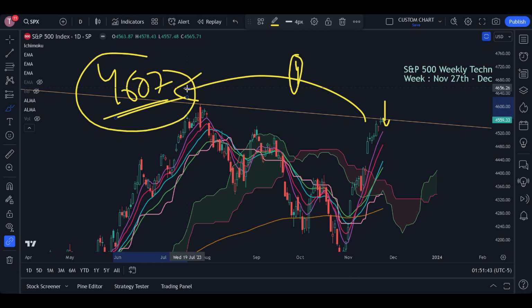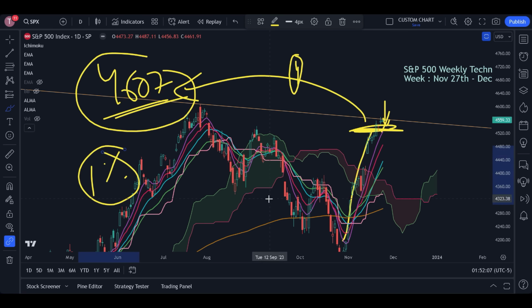More bullish movement can come only and only if the S&P 500 sustains above 4607. However, last week I also mentioned that because there was a sharp, illogical or unnatural movement in the stock market, any further bullish movement will be very limited. And last week you have seen that the S&P 500 moved up only by 1%. That's it. This is what I mentioned.